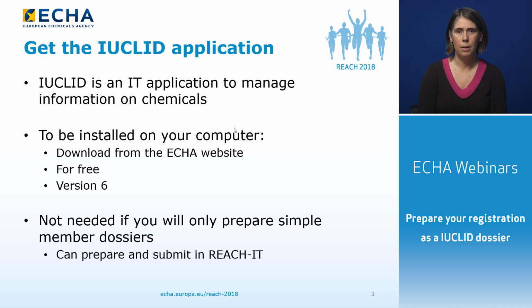Euclid is an IT application to manage information on chemicals. The first thing to do in this phase is to get Euclid and install it on your computer. You can download Euclid for free from the ECHA website, and installation is very easy. We are at version 6 of Euclid now, so when exchanging files with registrants who registered for the previous deadlines, keep in mind that registrations now need to be prepared in Euclid 6.